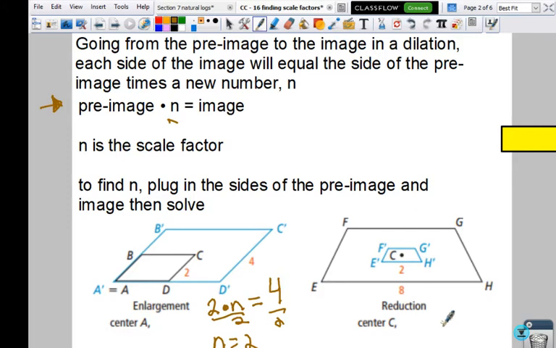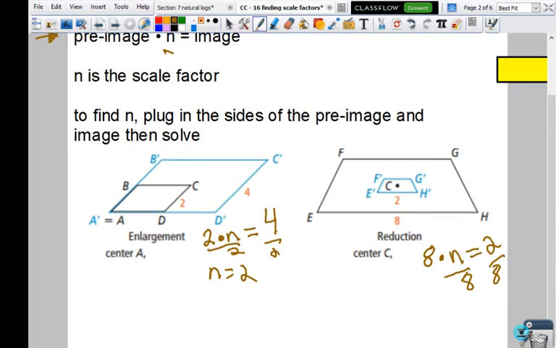And we're going to look at the trapezoid over here on the right. Same type of idea, but this time my image, it's still this black shape, but it's the bigger one. So I have a bottom side on this, which means on my image I have to look at the bottom side. So it's going to be 8 times my scale factor, and it's going to equal 2. And just like before, to solve for my scale factor, I'm going to divide by 8 everywhere. I get n equals 2 divided by 8, which is 1 over 4, which is 0.25. My scale factor is 0.25. When your scale factor is less than 1, that's a reduction or a shrink. Or smaller.